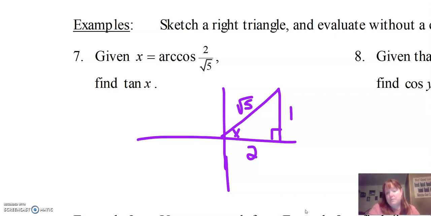So what's the tangent? Well, it's opposite over adjacent, which is 1/2. So again, you just draw a right triangle, fill in what you know, because we know the cosine is 2 over root 5, and then we just find what we don't know.